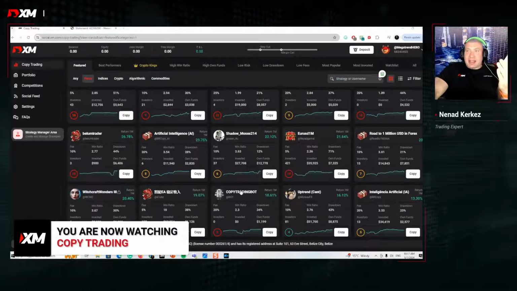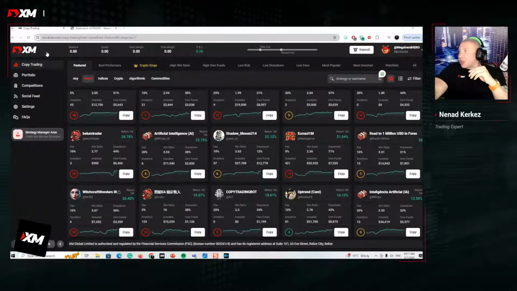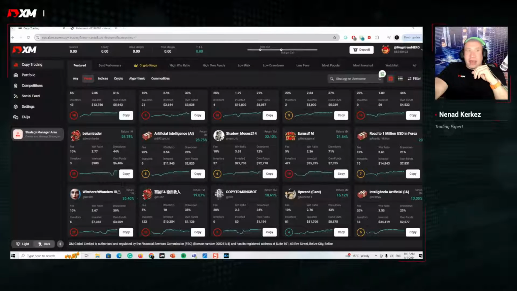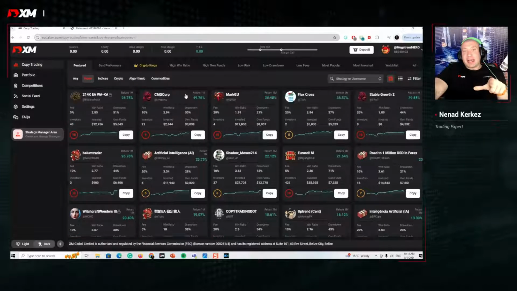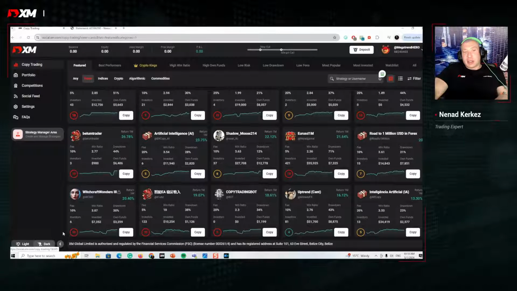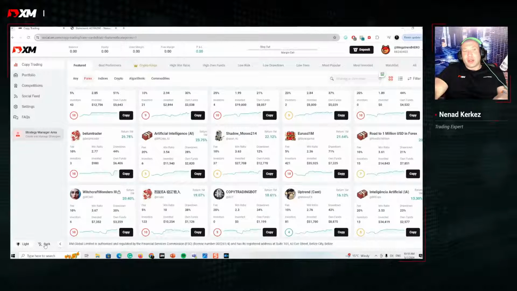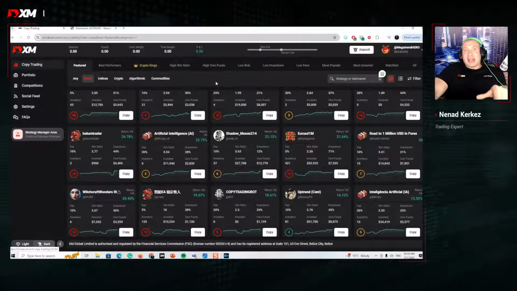So first, let's start from the very beginning, right? When you go to your account and you join the members area, you will see copy trading. From there, you click copy trading and you will see portfolios. Here you can switch from light to dark, but effectively, guys, what I want to show you is something else.